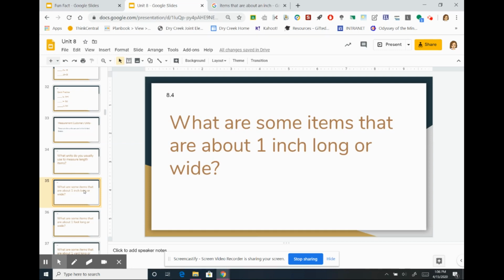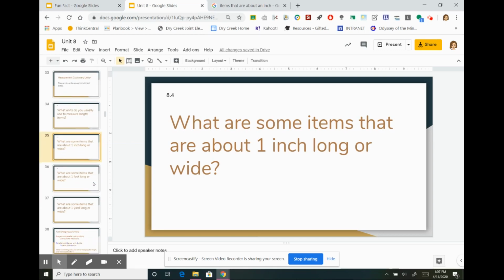Okay, so what did you find? If you want to share some of this stuff with me, you can always make a video and send it to me, or you can make a Seesaw video and send it to me. Some of the stuff is interactive, but it's kind of hard to be interactive when we're doing video. But some of the stuff that I found at my house that was about an inch was a quarter, my thumb, and there's some other stuff, but those are just some examples of things that are about an inch.